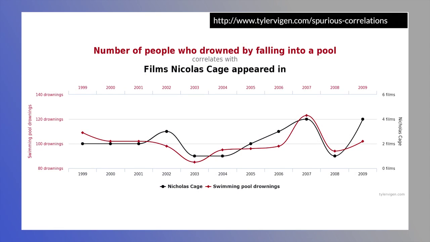So sometimes you see unexpected patterns in data. As an example, we have here the number of people who drowned by falling into a pool by the films Nicolas Cage has appeared in over time. And there's a strong correlation just by happenstance. So what are some of the reasons that we see spurious correlations in data? Probably this example isn't the best because this isn't really an example of confounding, and we'll go over why in a few slides. But one potential reason we see associations that maybe don't make sense or are not real is because of the idea of confounding.